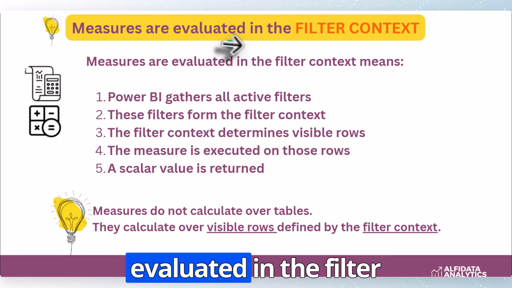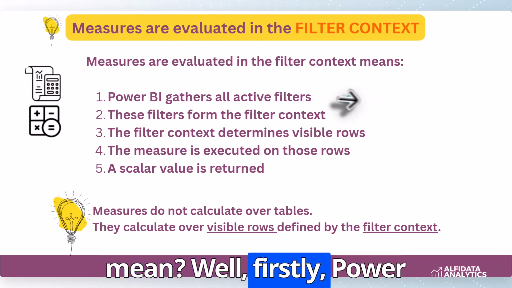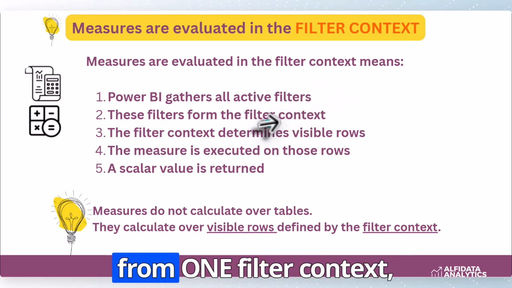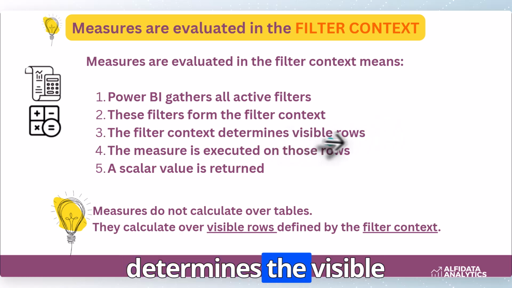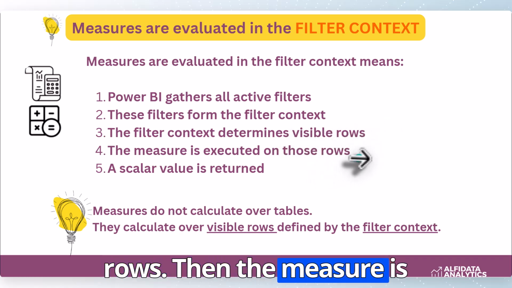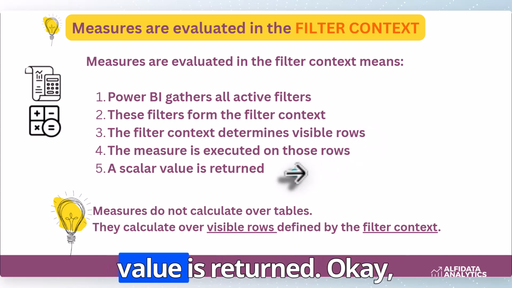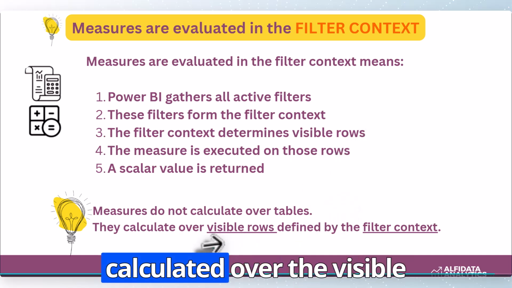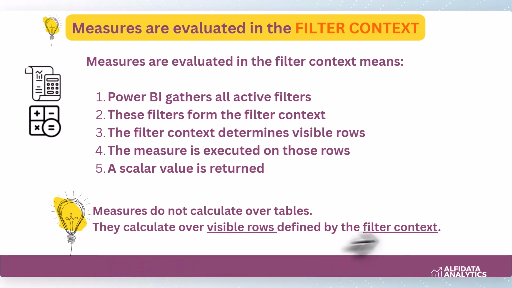Okay, so measures are evaluated in the filter context. What does that mean? Well, firstly, Power BI gathers all the active filters. These filters form one filter context, and the filter context determines the visible rows. Then the measure is executed on those visible rows, and then a scalar value is returned. Measures do not calculate over tables; they calculate over the visible rows defined by the filter context.